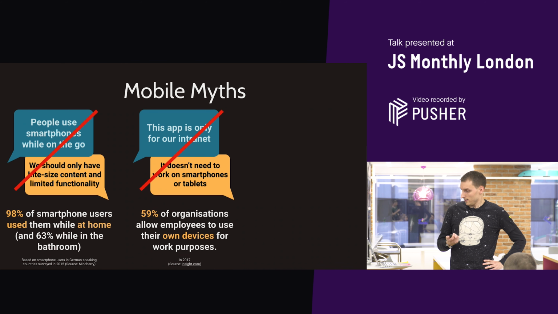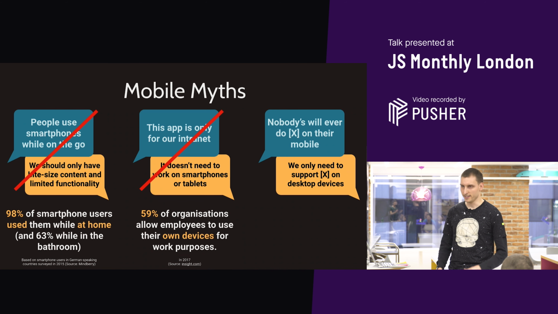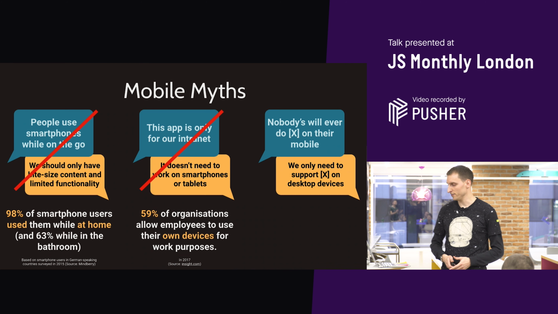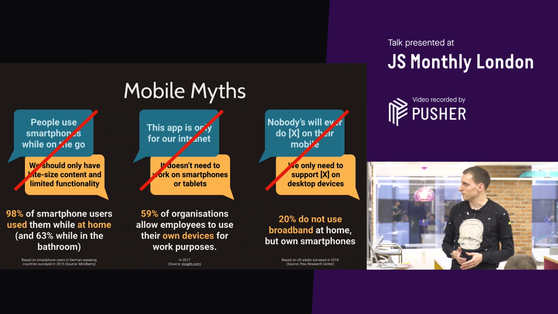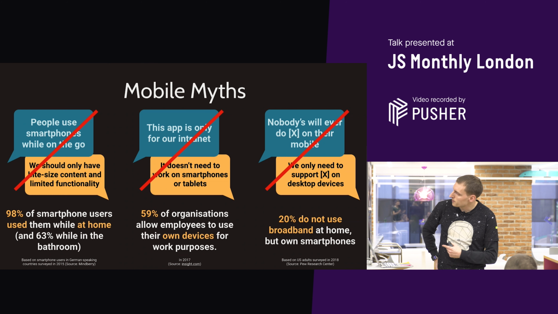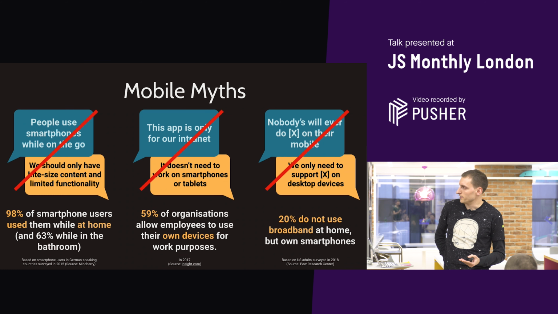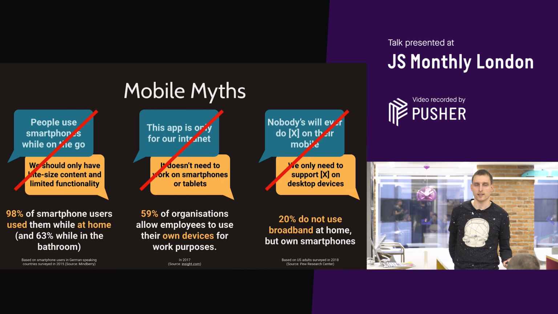So the last one is the classic, oh, no one's ever going to do that on a smartphone, and therefore we don't have to support that thing on a smartphone. But you're assuming that people have access to other devices. They might not. The stat is from the States actually, apparently 20% of people don't use broadband at home. So their only window to the internet is things like smartphones and tablets. So you might be locking out users if you limit yourself to certain devices. So the bottom line is everything needs to work on every device. It's just the way it is.